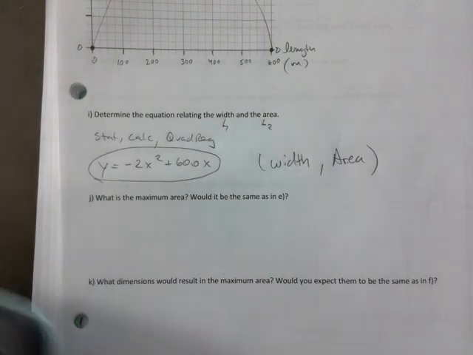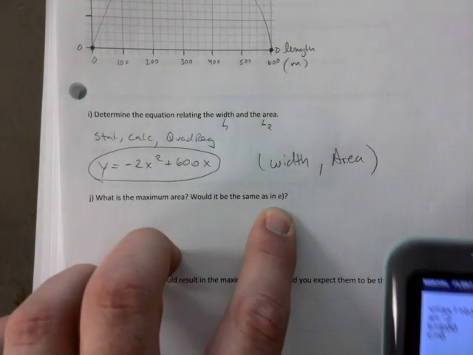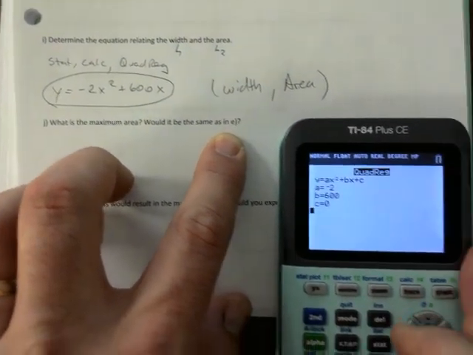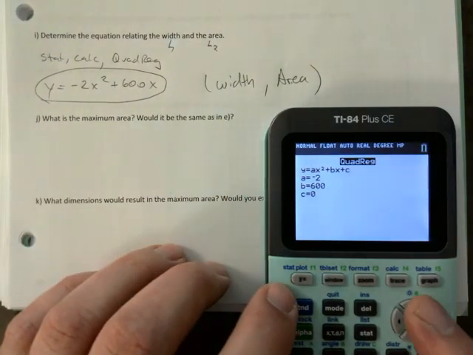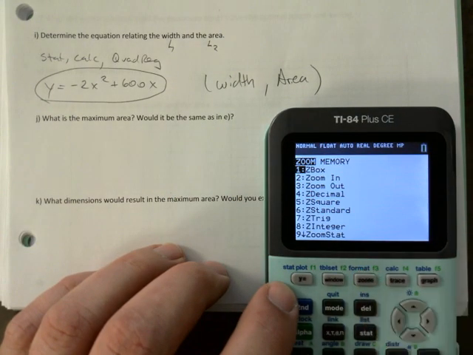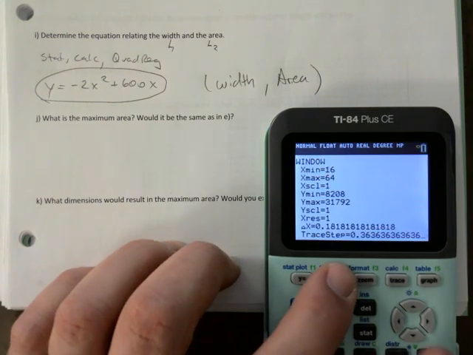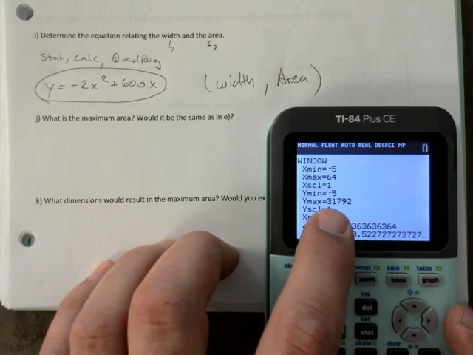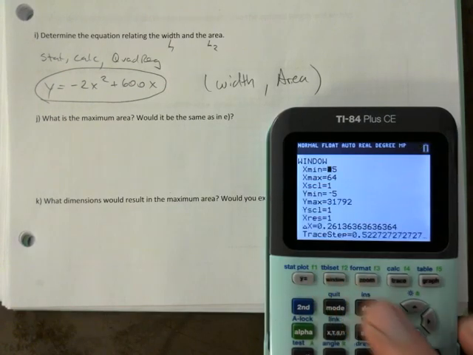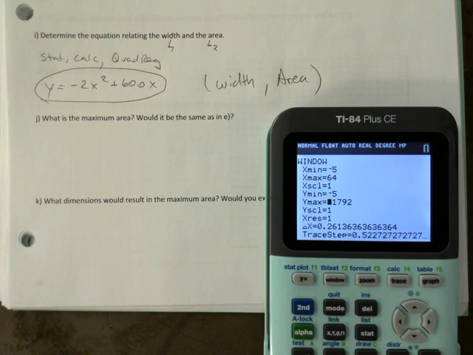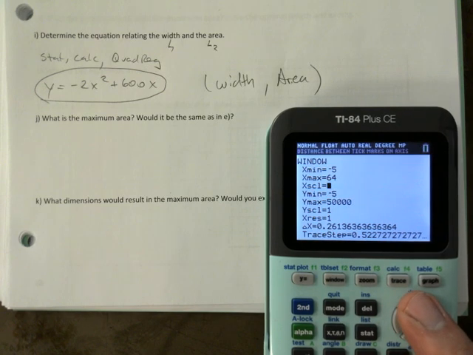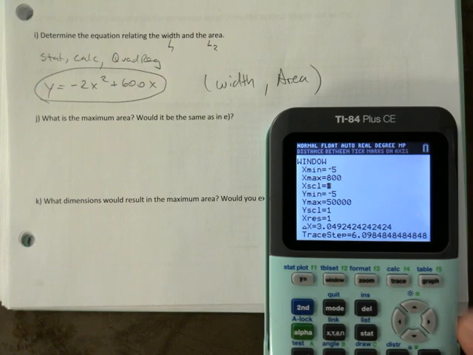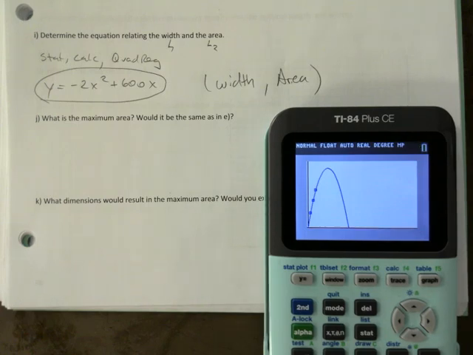What is the maximum area? Would it be the same as in E? Yeah, it should be. So let's try to get this going for us. Zoom 9. I'm going to change that to -5 for my mins, right? And I still need to increase my Y max. I know it's going to be 45,000. So my Y max is going to 50 right away. My X max, I'm going to go 800 just like before. And there it is.